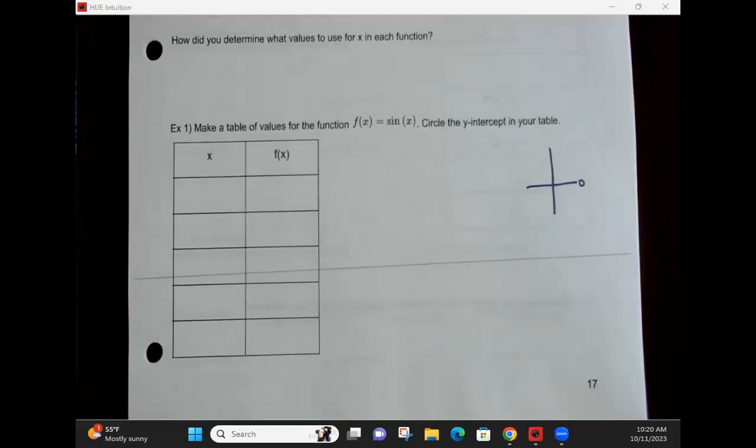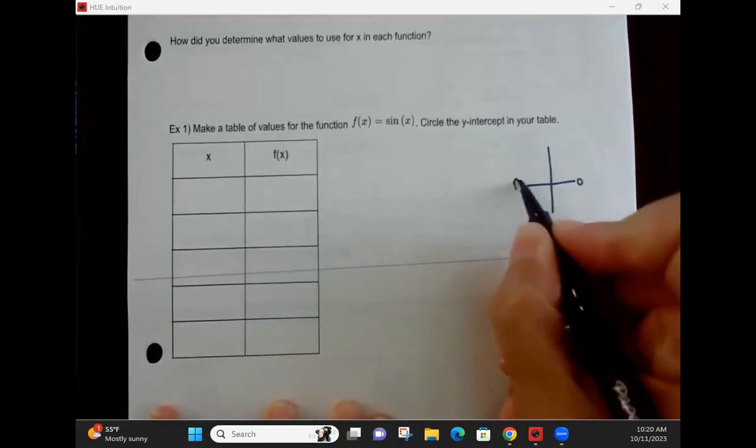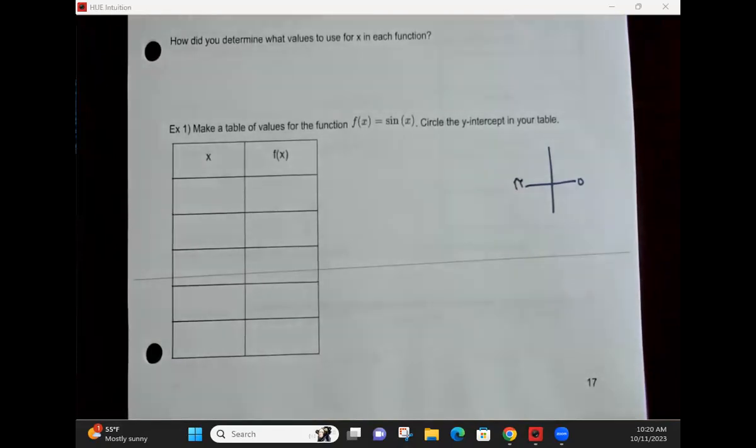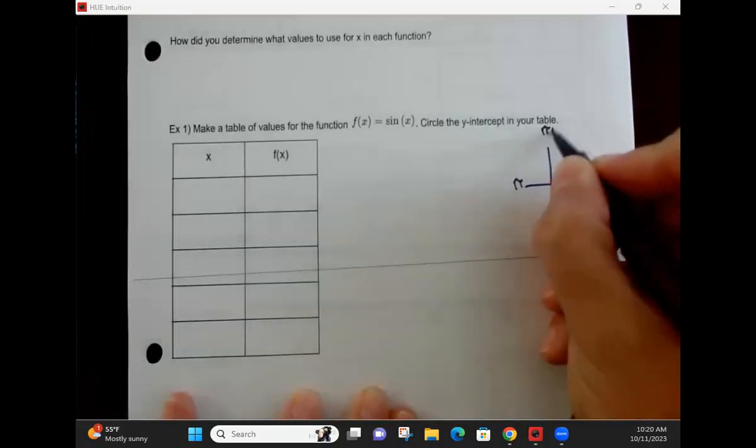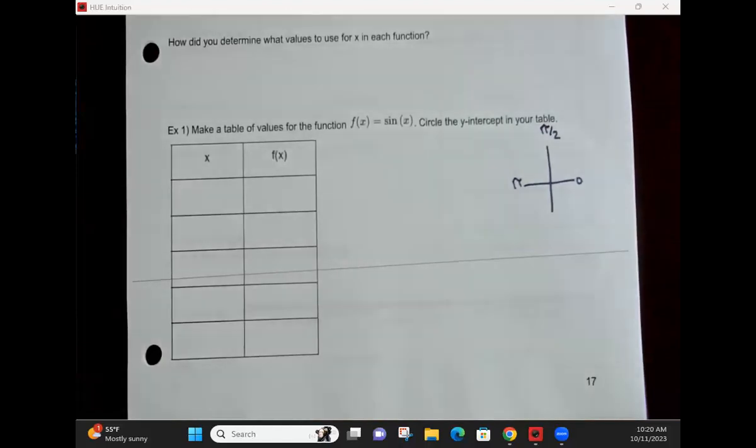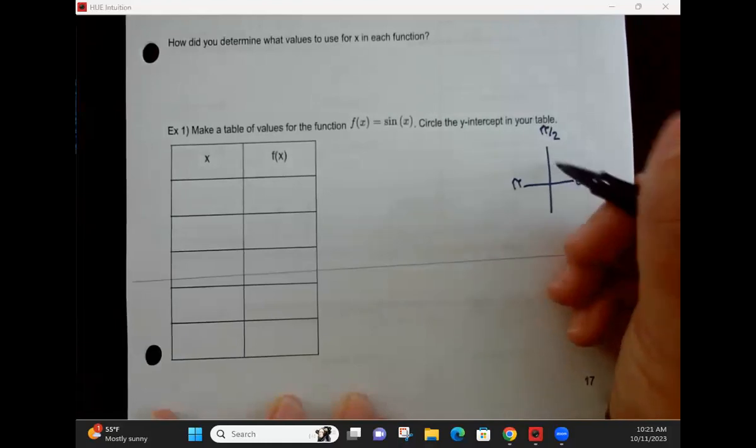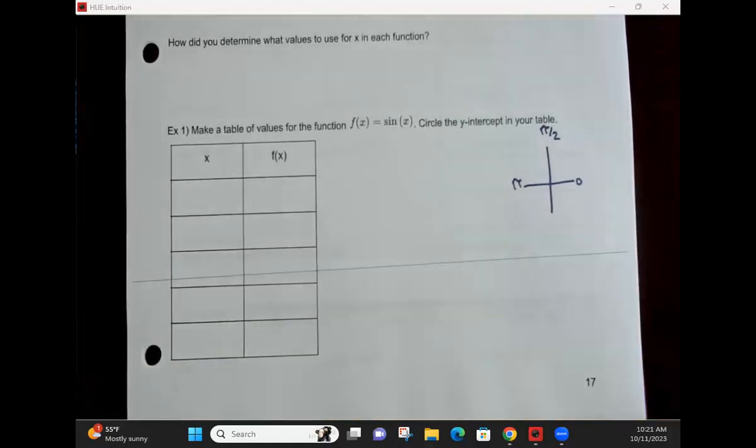What are some values I might like to do for sine? What are some places that it's easy to evaluate sine? Pi, right? What else? Pi would be over here, right? Pi over 2. What are some other values that we've talked about? 3 pi over 2. Give me some others. 2 pi, right? Negative pi, if I wanted to, right? We had some in here too, right? Pi over 3, pi over 4, pi over 6.